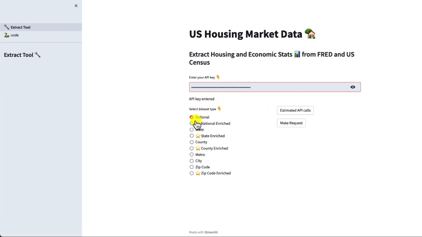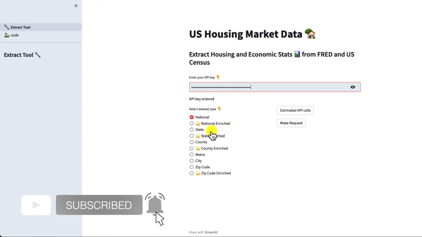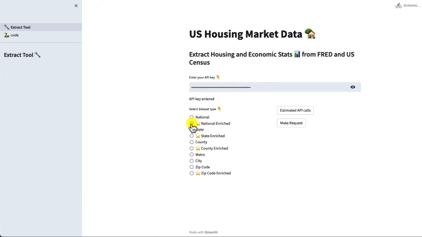Now in this case, I want to get national data and I want it to be enriched. What does enriched mean? It means that I'm bringing in not just Redfin data, but also economic data like unemployment rate, total population, and more. So I'm going to select National Enriched. I can view my estimated API calls, which will be just one call, and make a request. I could then download the data as a CSV file.